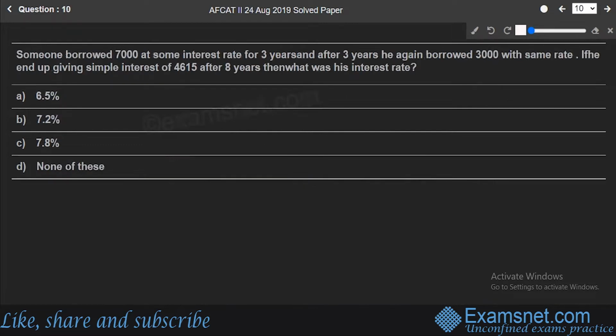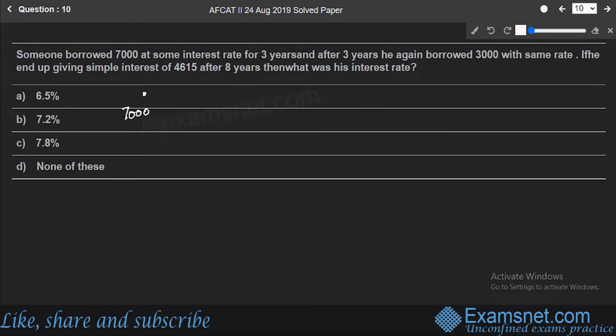Question number 10. Someone borrowed 7,000 at simple interest rate for 3 years, and after 3 years he again borrowed 3,000 with the same rate. If he ends up giving simple interest of 4,615 after 8 years, then what would be his interest rate? So first of all, let's analyze the situation clearly.